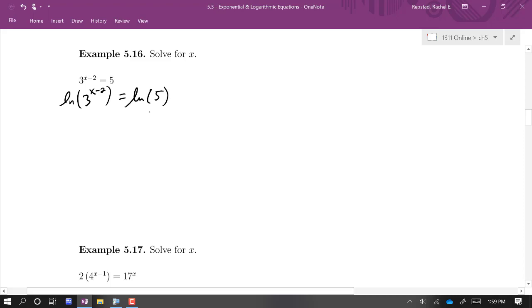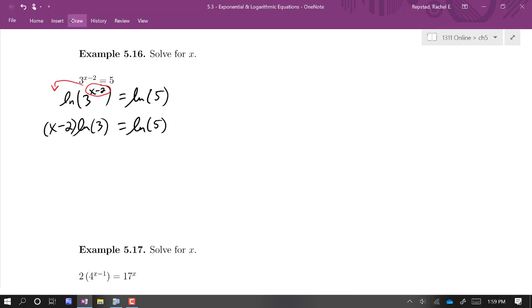So I've got ln of 3 raised to the x minus 2 power equals ln of 5. Now I do this because I want to bring that exponent down in front. I want to use that property of logs that says I can do that. So now we have x minus 2 times ln 3 equals ln 5. Now, I guess algebraically there could be a couple of different ways that we could proceed, but I think I will just divide both sides by ln 3.